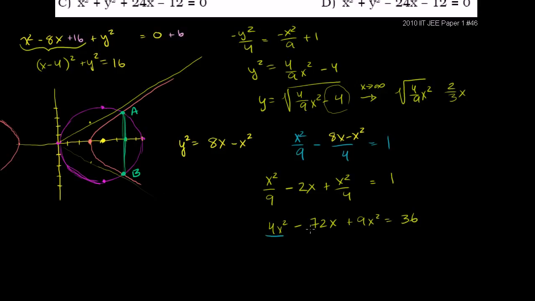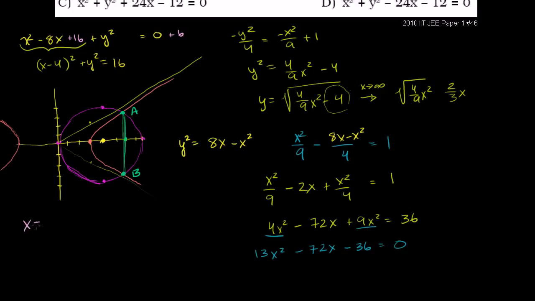These two terms right here, we can add them. We get 13x squared minus 72x. And then we can subtract 36 from both sides. So minus 36 is equal to 0. So now we just have a straight up quadratic equation. We just have to find the x's, find the roots. So let's use the quadratic formula here.